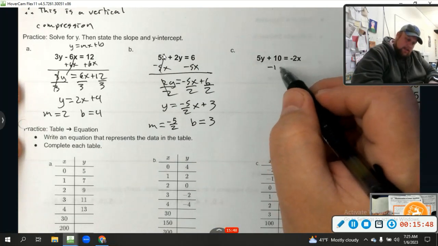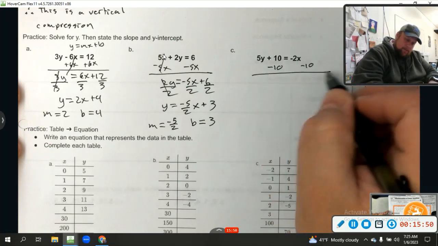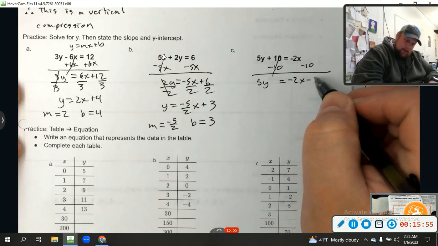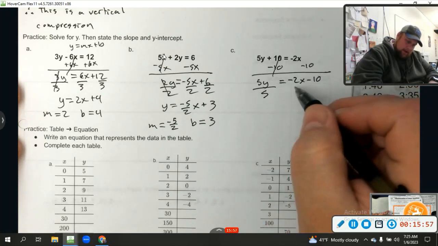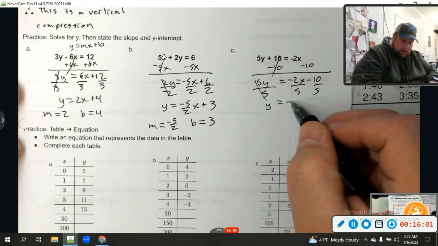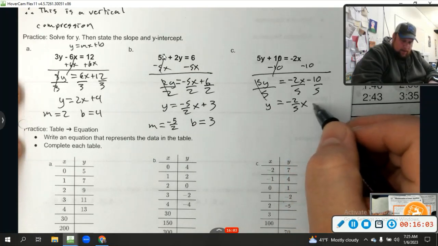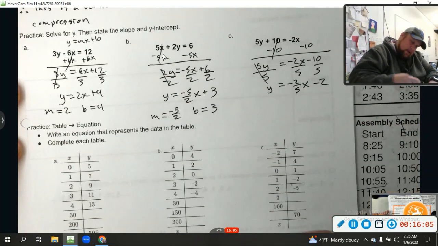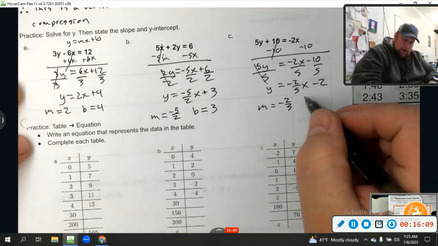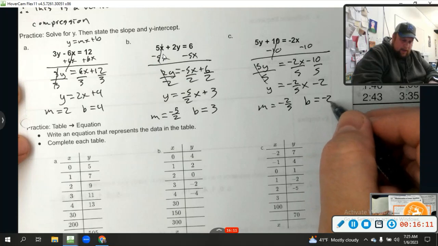Last but not least, let's just subtract 10 over. 5y equals negative 2x minus 10. Divide everything by 5. And we get that y equals negative 2/5 x minus 2, which means my m equals negative 2/5. That's my slope. And my y-intercept, which is b, is negative 2.